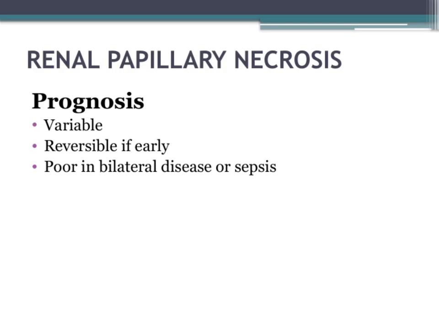Let's talk about the prognosis for renal papillary necrosis. The key point here is that the prognosis can vary significantly depending on the situation. If the condition is caught early, it can often be reversible, which is encouraging. However, if the disease progresses to involve both kidneys or if sepsis develops, the outlook becomes much poorer. This highlights the importance of early detection and intervention. Remember, the severity and extent of the disease really influence the overall prognosis. So, understanding these factors helps us better predict outcomes and tailor our management strategies accordingly.